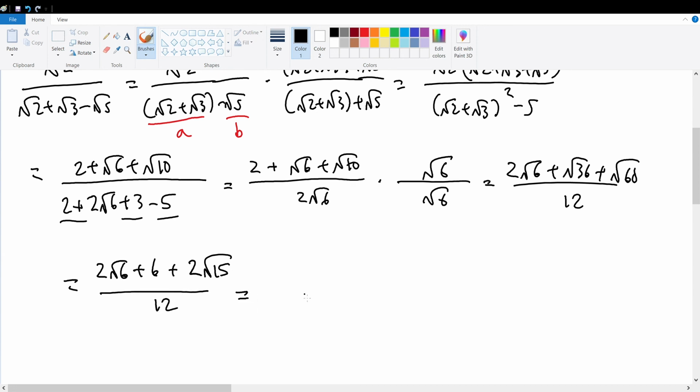And we can now divide 2 on both sides to obtain root 6 plus 3 plus root 15 over 6 as our final answer for problem number 7.